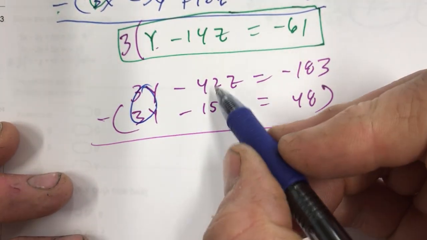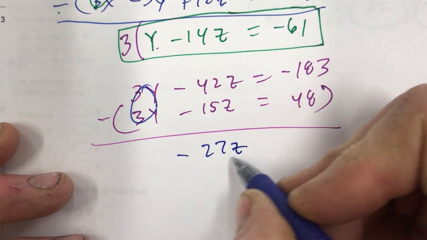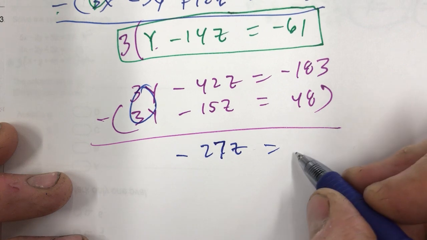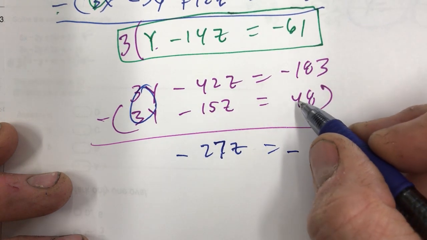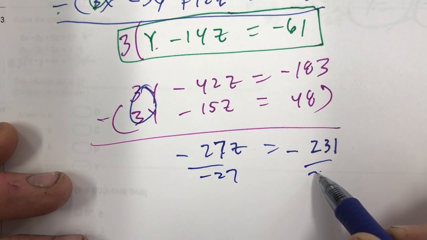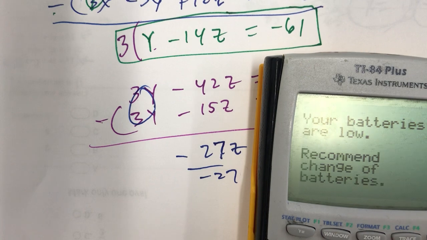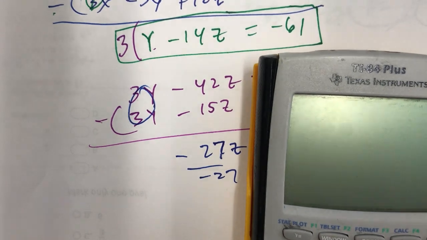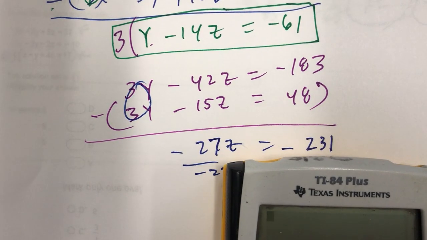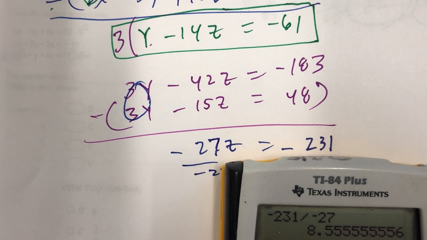3 minus 3 goes away. Negative 42 minus negative 15 would be negative 27z. Okay. And then negative 183 minus 48 would be negative 231. So divide by negative 27. All right, so negative 231 divided by negative 27. Oh, this calculator's battery's in bad shape. Negative 231 divided by negative 27. Oh man, we made a mistake.